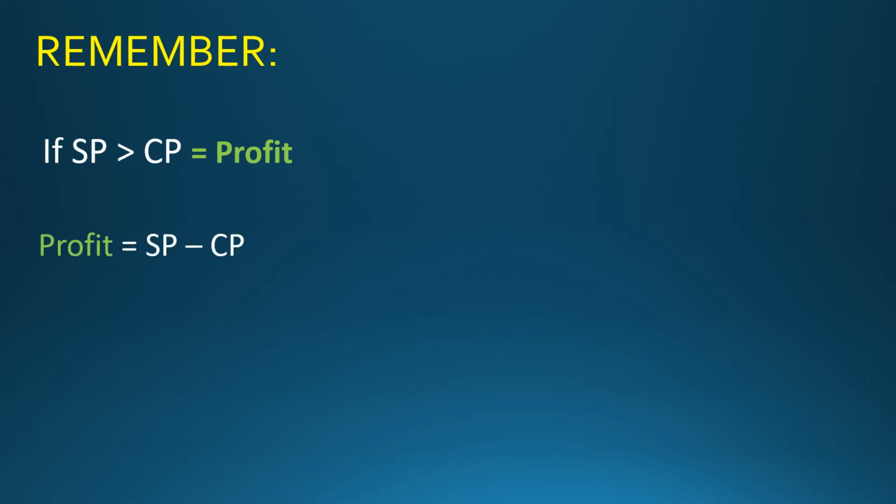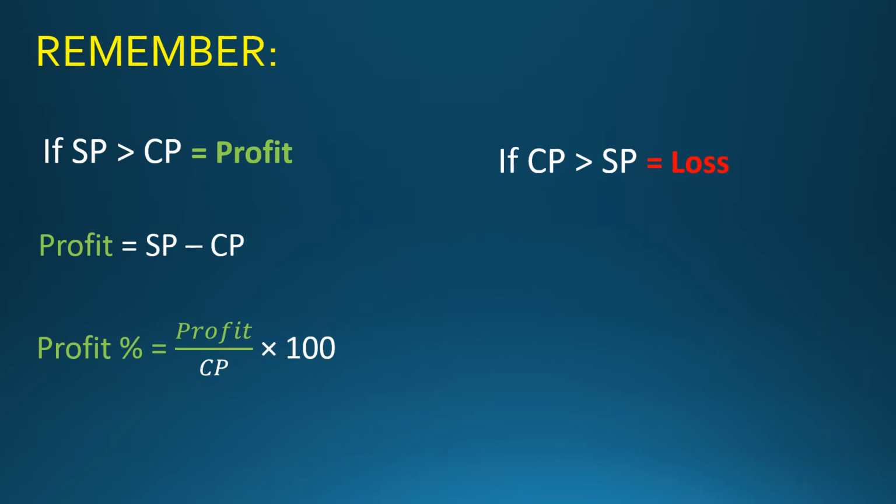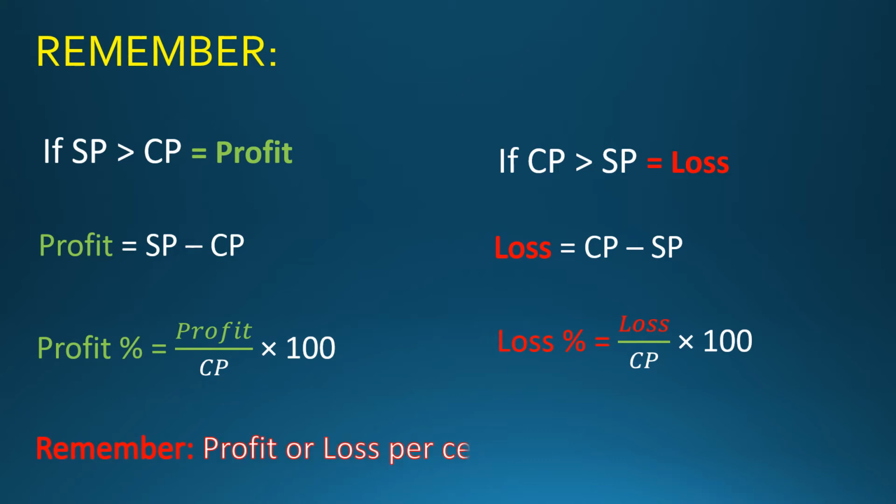There are few formulas that you need to memorize so that you can solve this chapter very easily. When selling price is greater than the cost price, we have a profit. So profit is equal to SP minus CP, and profit percentage is equal to profit upon CP multiplied by 100. And when the cost price is greater than the selling price, we have a loss. So loss is equal to CP minus SP, and loss percentage is equal to loss upon CP multiplied by 100. Remember, profit or loss percent is always calculated on cost price. To understand it in a better way, let us solve some questions.